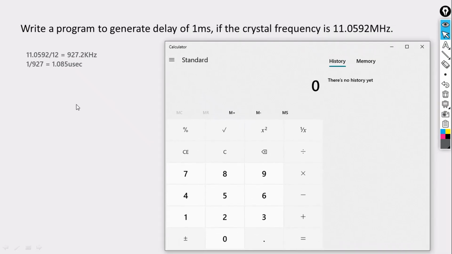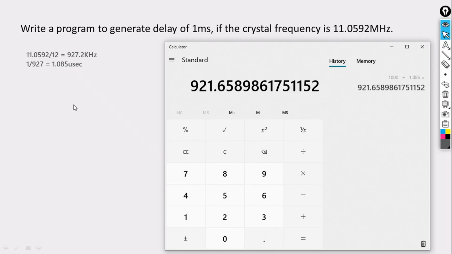Now it is 1 millisecond. Let me take that in terms of 1000 microseconds, which is nothing but 1 millisecond. So 1000 microseconds divided by 1.085. So the total count I require in order to perform that much delay is 921.